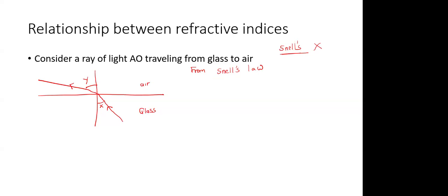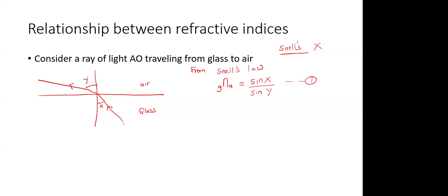So here our light is moving from glass to air. We denote the refractive index from glass to air as equal to sine of the angle of incidence, which is X, over sine of Y. Hope that is okay. That is Snell's law. So this is my first equation.